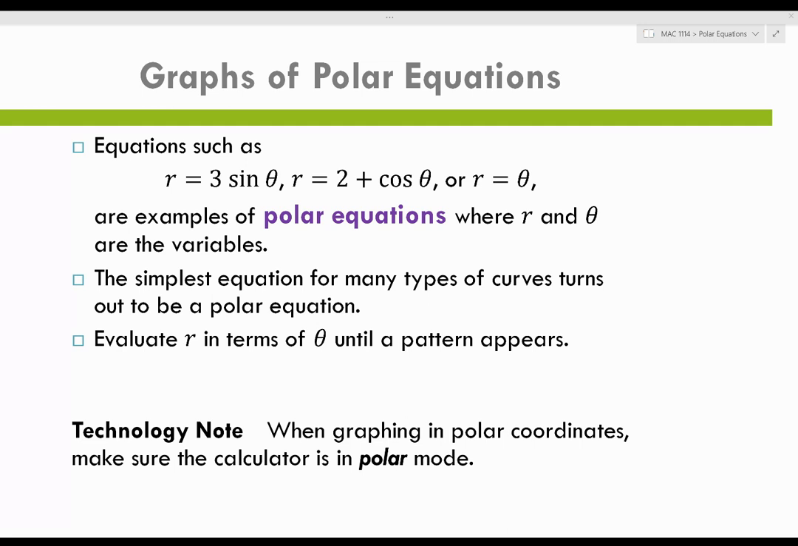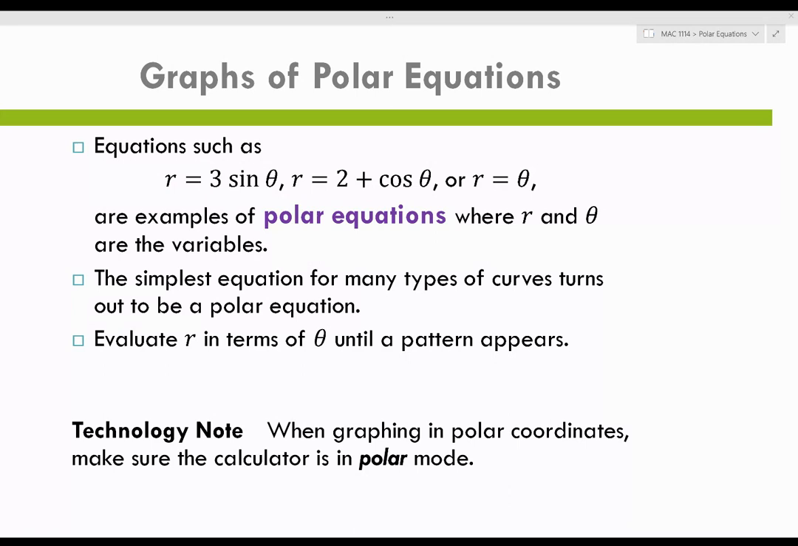All right, you guys, so far we have converted rectangular coordinates to polar coordinates, and we've also converted polar coordinates to rectangular coordinates. Now we're going to convert entire equations. So equations such as r equals 3 sine theta, r equals 2 plus cosine theta, or r equals theta are examples of polar equations where r and theta are the variables. So the simplest equation for many types of curves turns out to be a polar equation, and we're going to evaluate r in terms of theta until a pattern occurs.